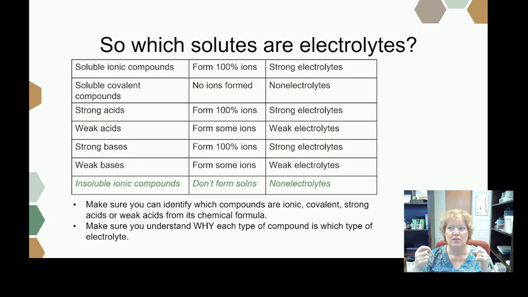So it's important that you can look at a chemical formula and identify whether it is ionic, covalent, a strong acid, or a weak acid. Really, the bases are mostly going to be strong bases, which are also ionic. And then make sure you understand why each type of compound is either a strong, weak, or non-electrolyte, based on whether it forms ions or does not form ions.